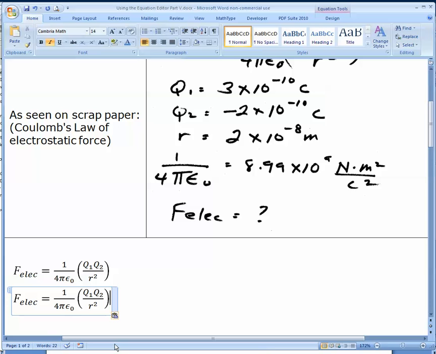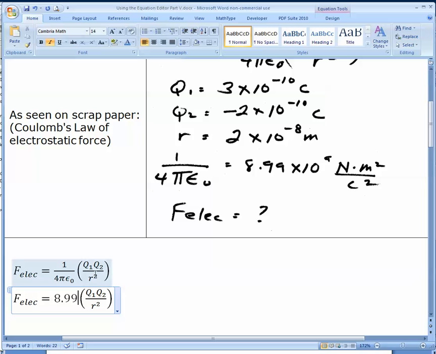On a new line, we can enter our quantities. We know that 1 over 4 pi epsilon sub 0 has a fixed value. It's 8.99 times 10 to the 9th newton meters squared divided by coulombs squared. We'll enter that.